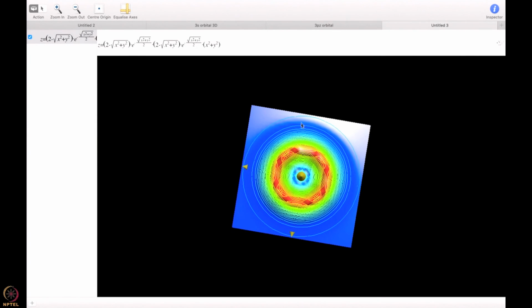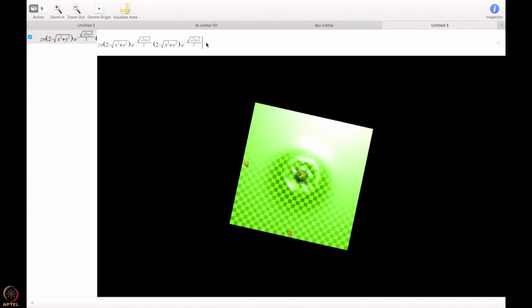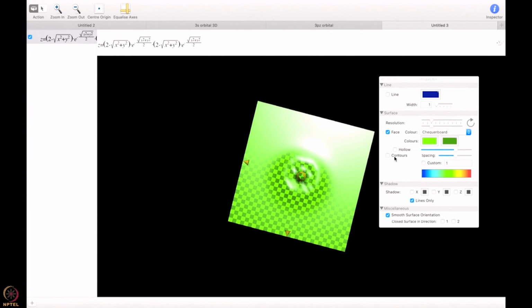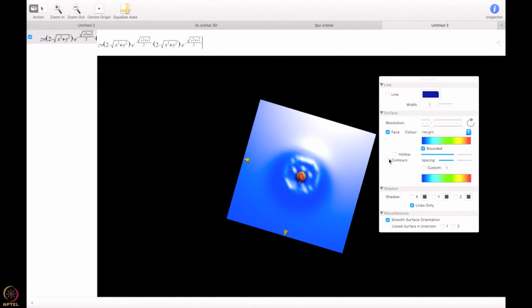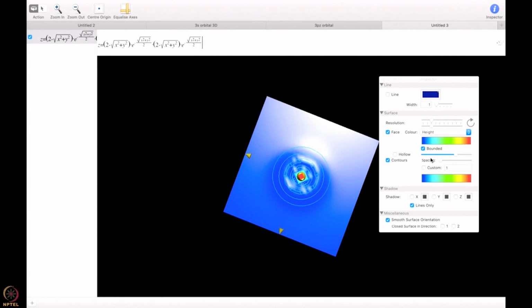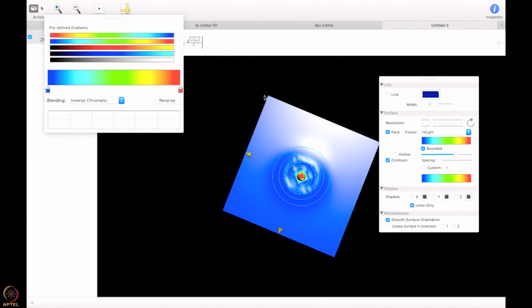Even though the wave function itself, if we just plot the square of the wave function, here are the contour lines, do you see it well?